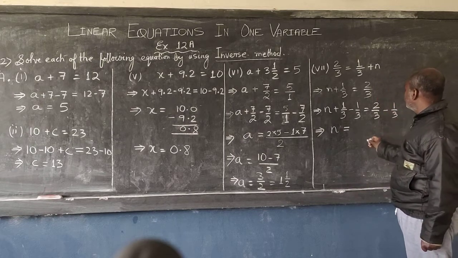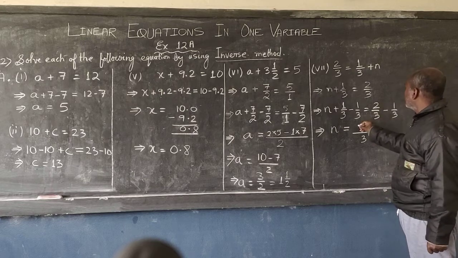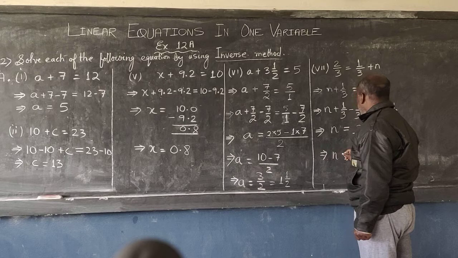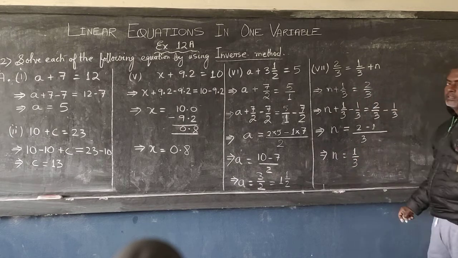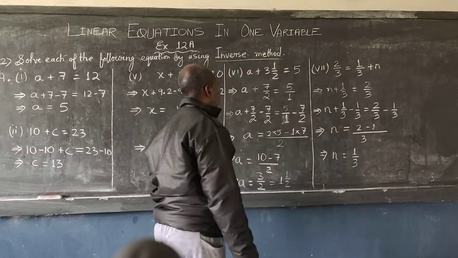Now solve this part. So LCM will be 3. In the numerator you will have 2 minus 1. So what's the value of n? 1 by 3. So this is by using inverse method and solve these equations.